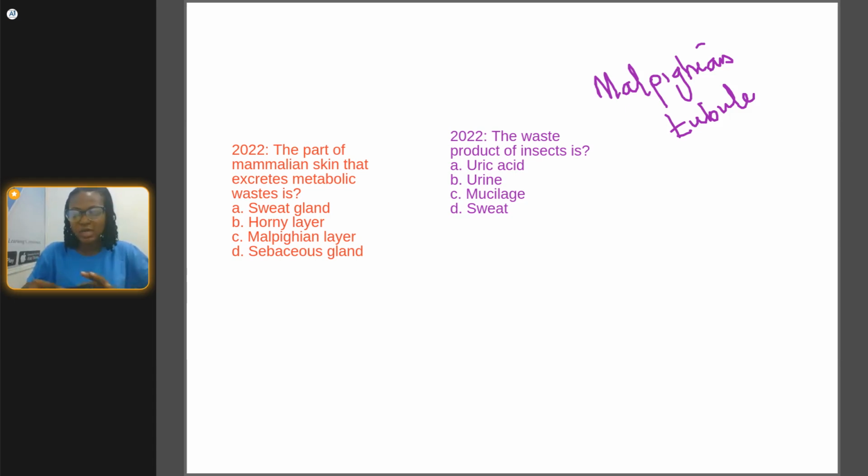A, salt. B, carbon dioxide, which is CO2. C, nitrogen waste. D, oxygen. Which one is not an excretory product? I want you to attempt that too. Which one is not an excretory product?